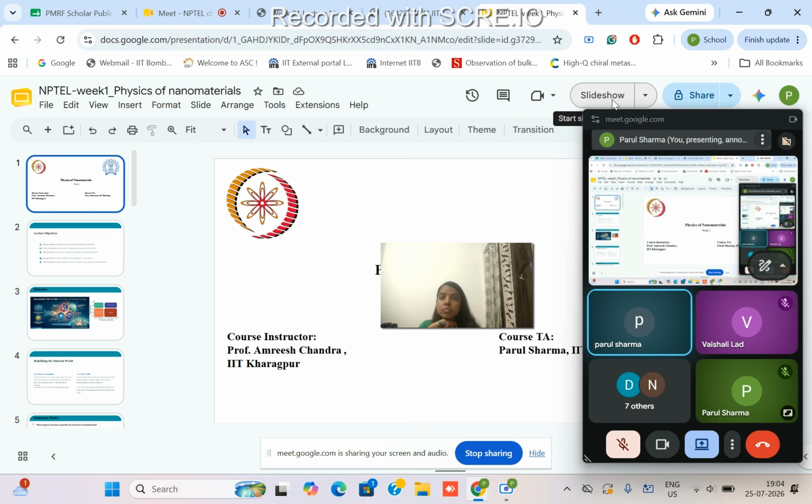Why does this color change? We will see what are the properties that are changing. So when we're talking about nanoscale, now the particle size will be in the range of 1 to 100 nanometer, and then we will see, like at the surface level, how the van der Waals force is changing.